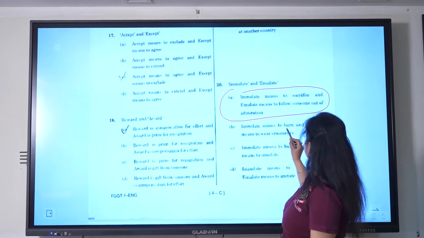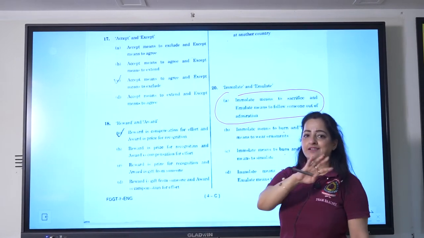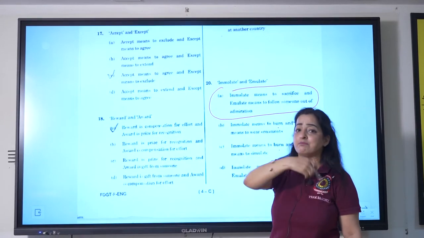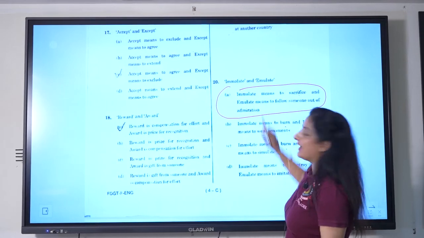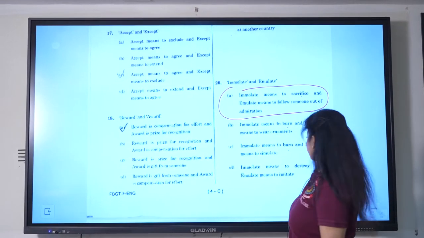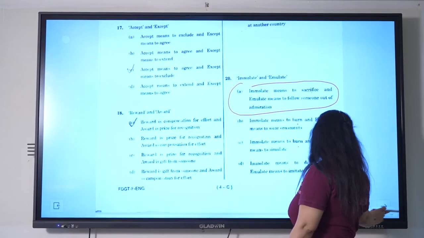So you could get confused with burn and burn over here, but the core meaning is sacrifice. The burning is one of the methods. It's not the core meaning of immolate. So which is why alpha is the answer and not Bravo or Charlie, where you have burn, because that's just a very limited meaning. 20 questions done.